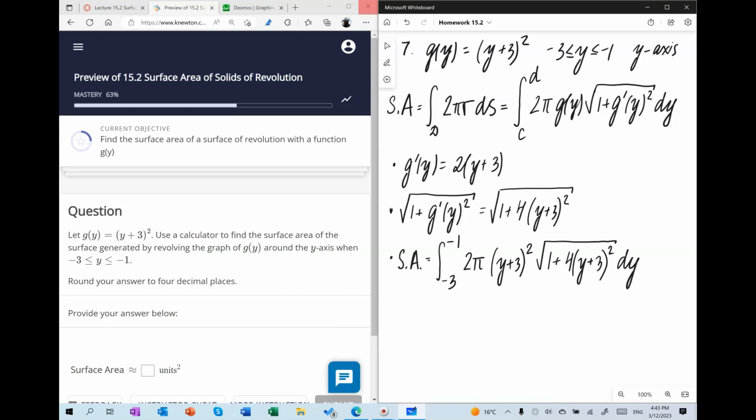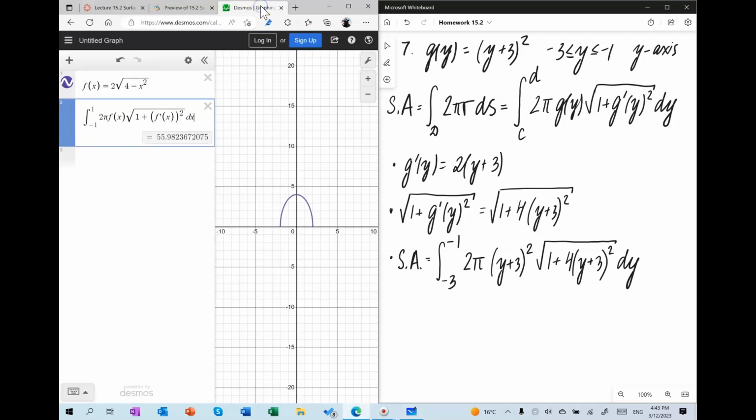And we're going to use Desmos. One way is to manually type this integral. So we have integral from -3 to -1 of 2 pi (y plus 3) squared square root of 1 plus 4 (y plus 3) squared dy. That's one way.